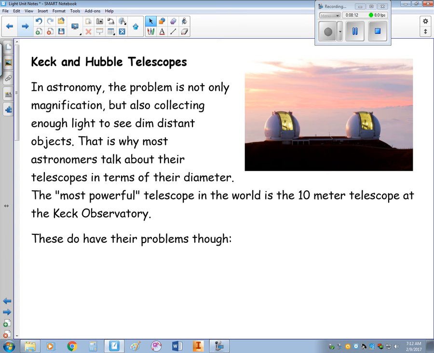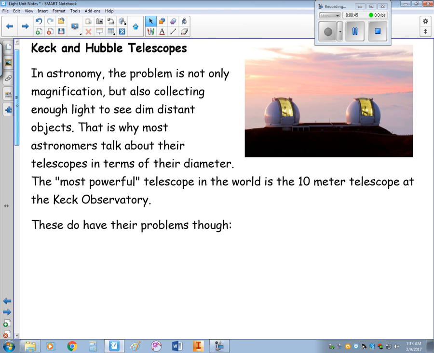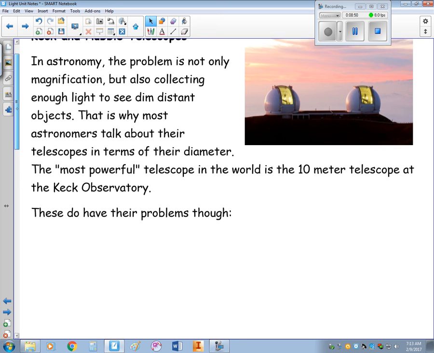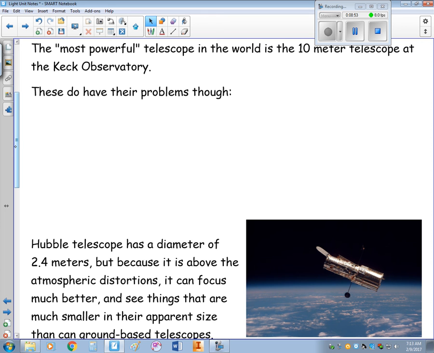All right, some famous telescopes that we can talk about are the Keck telescopes and the Hubble telescope. In astronomy, the problem is not only magnification, but also collecting enough light to see a dim, distant object. Most astronomers talk about their telescopes in terms of diameters. The most powerful telescope in the world is the 10-meter telescope at the Keck Observatory. Here's a picture of those telescopes. They are massive.